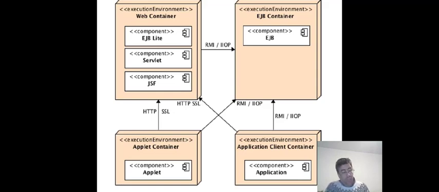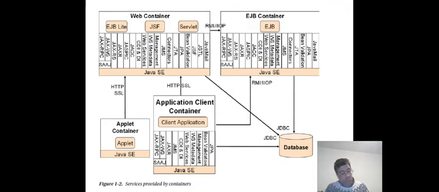Services. Containers provide underlying services to their deployed components. As a developer, containers allow you to concentrate on implementing business logic rather than solving technical problems faced in enterprise applications. Figure 1.2 shows you the services provided by each container. For example, web and EJB containers provide connectors to access EIS, Enterprise Information Systems, but not the applet container or the ACC.